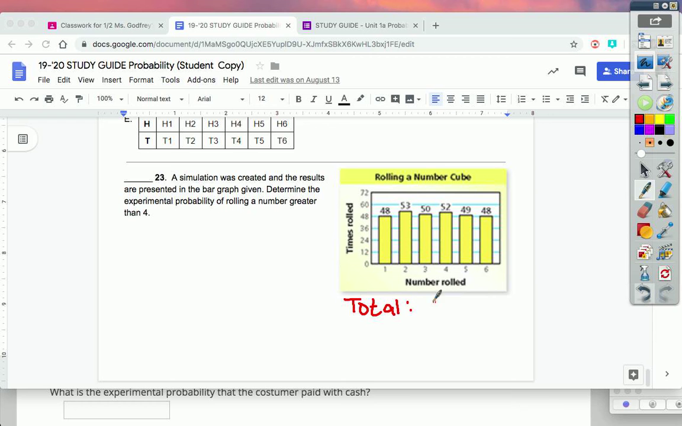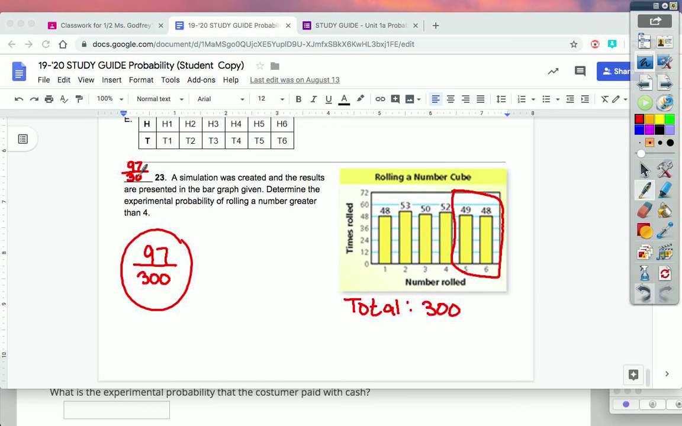Our total number of rolls is 300. So we know when we set up our probability, 300 is going to be on the bottom. We're looking for the ones that were more than 4, which will include 5 and 6. So the total number of times we rolled a 5 or a 6 is 97. This is in its simplest form. 97 over 300 is your answer. Are there any questions here?